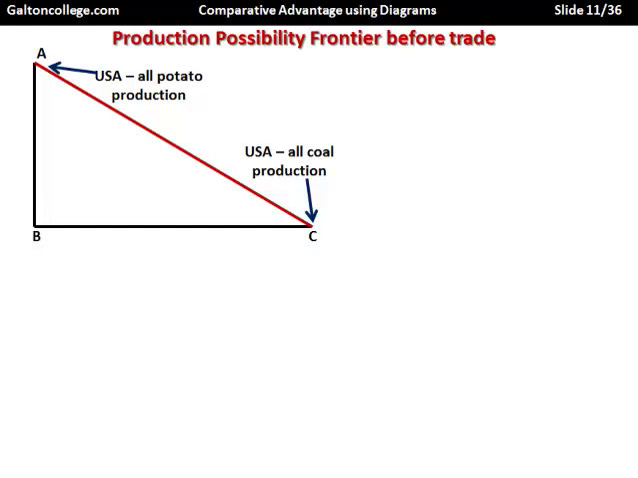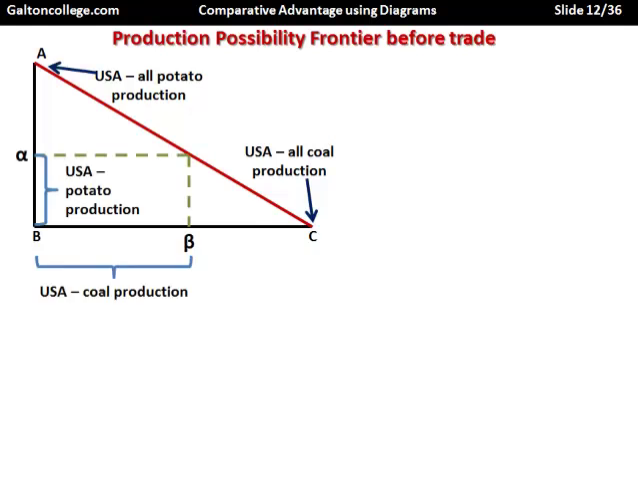In fact, you can have anything inside the line as well, but we won't deal with that because production inside the line is inefficient. You can always produce more by moving up to the line AC. So there's a gradation moving from A to C. The more coal that's produced, the less potatoes can be produced, because some of the resources that went to produce potatoes, let's say labour, had to be switched over to producing coal, until finally we produce all coal and no one is producing potatoes.